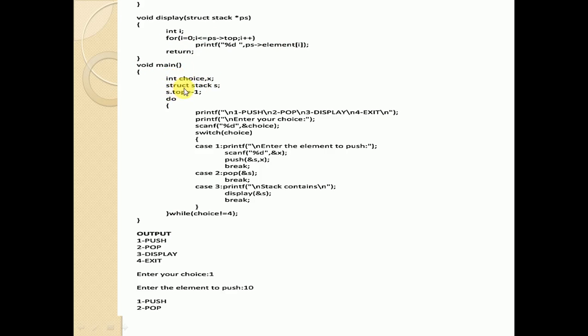Now the main function. In the main function we have declared the variables choice and x as integer variables, then struct stack s is taken as a stack variable, then s dot top equal to minus 1. The top is initially pointing to minus 1, which indicates the stack is empty. Here we are printing the menu: one choice for push, second for pop, third for display, and fourth for exit. Now we ask you to enter your choice.